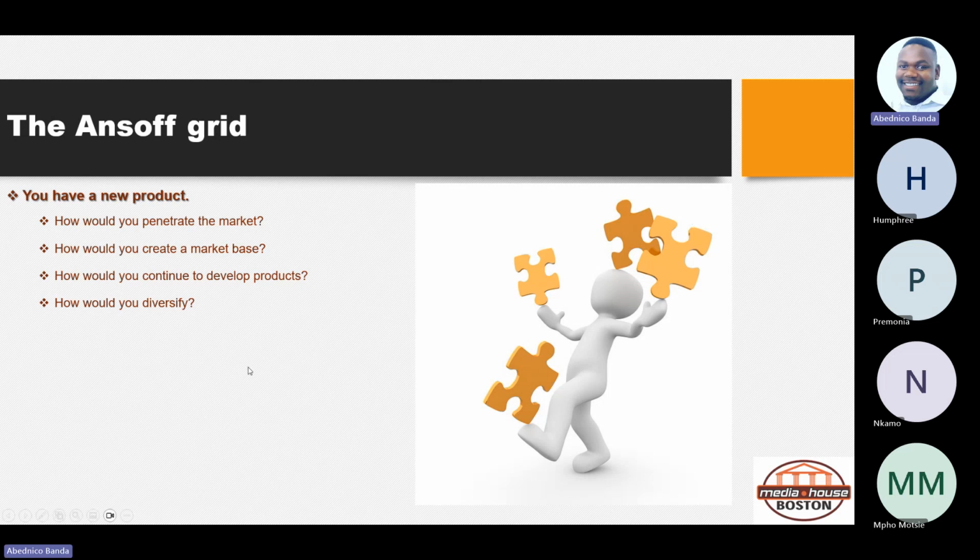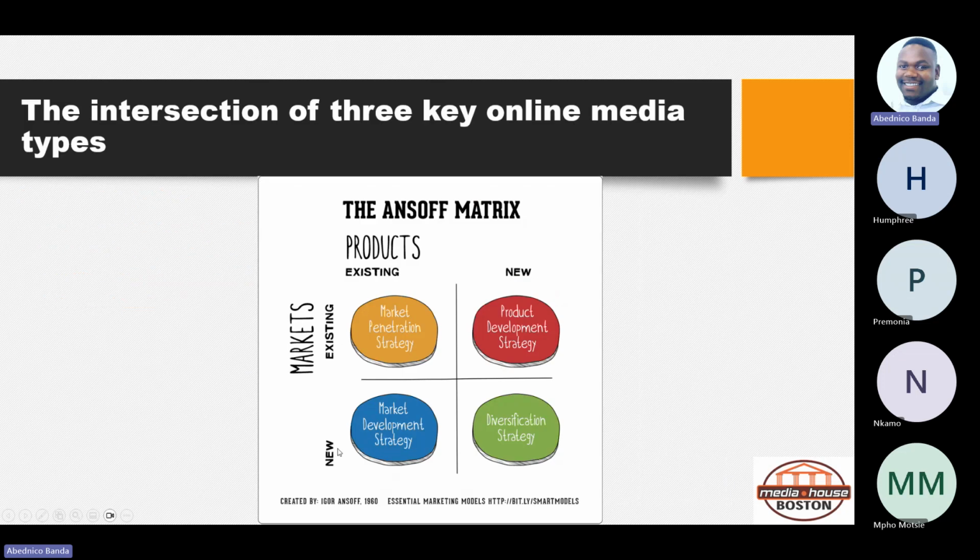So let's now unpack the Ansoff grid. This is the Ansoff grid. It is also called the market product matrix. You've got products on one axis, and on the other side you've got markets. So you need to have a market penetration strategy, a product development strategy, a diversification strategy, and a market development strategy.